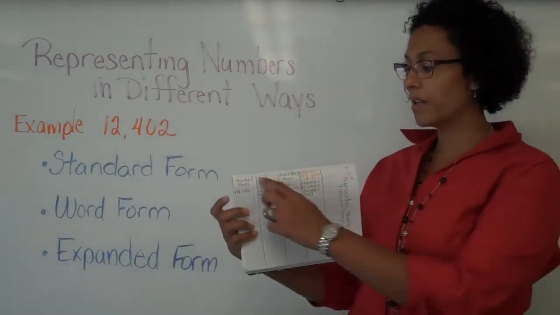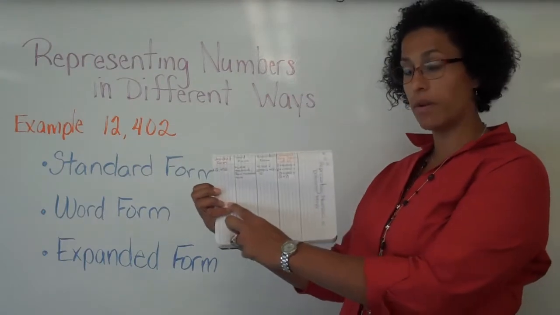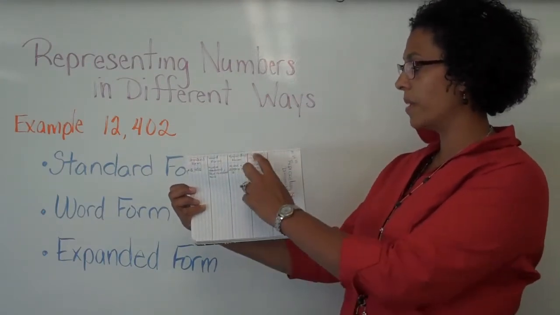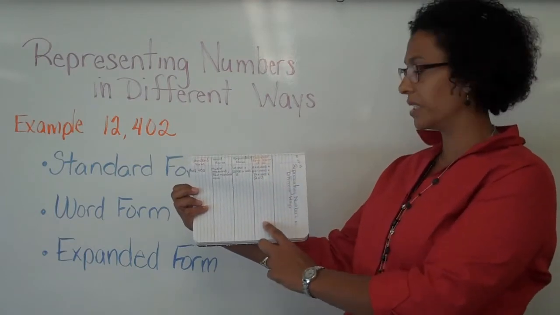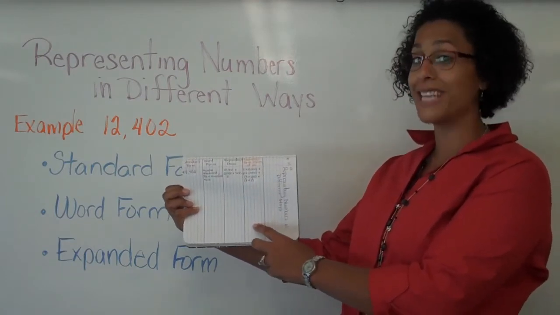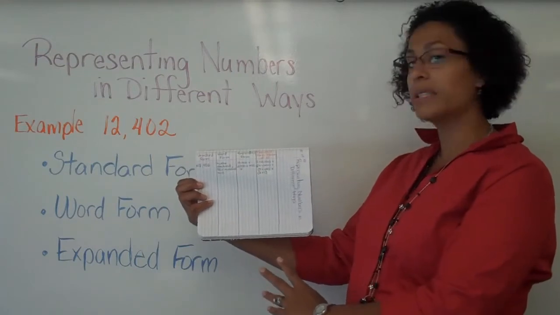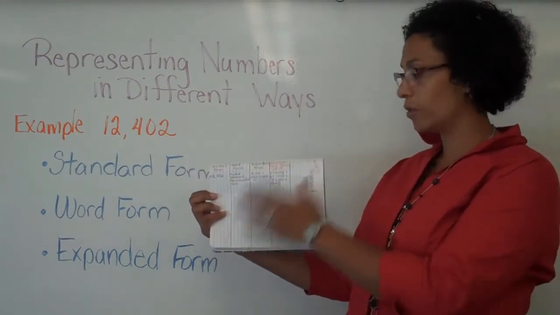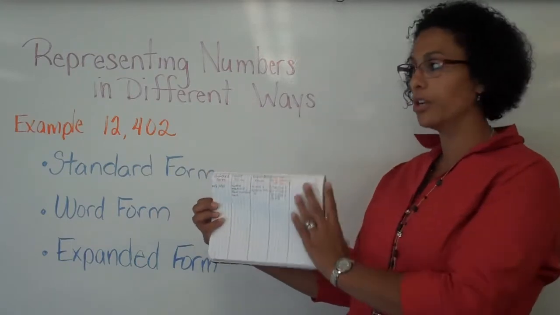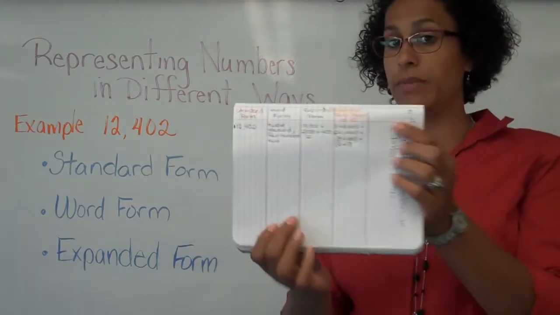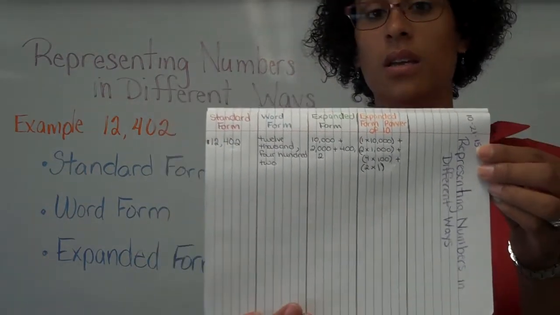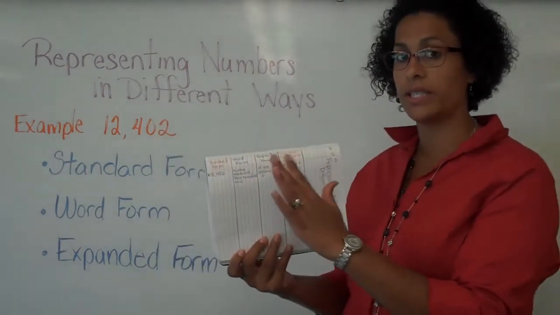I made a different column for standard form, a different column for word form, expanded form, and then our new form, which is expanded form, power of 10. So I have 4 columns here. You might need to start on a new page. After you fill in this page, you'll need to start on a new page. Notice I wrote very small. Hopefully you can see that. I wrote small so that everything fits in.